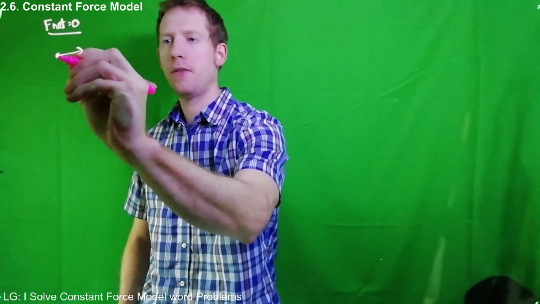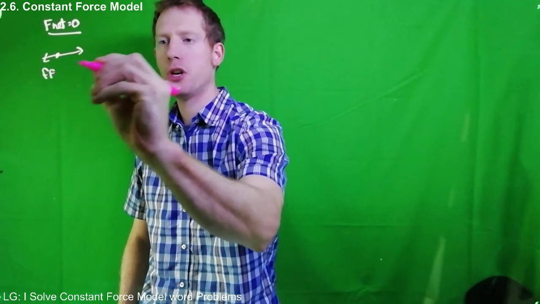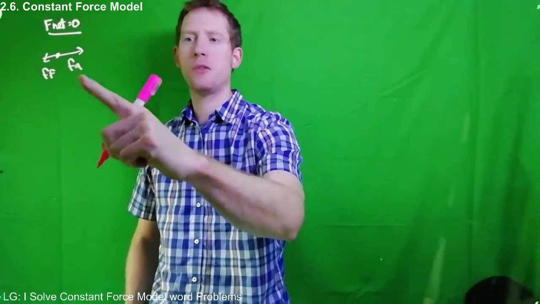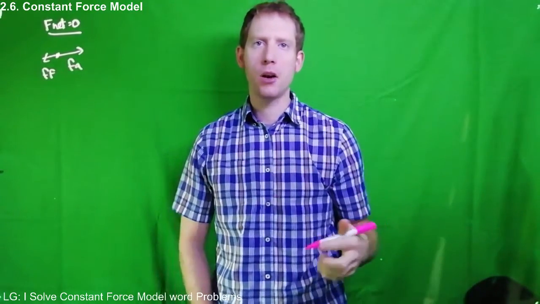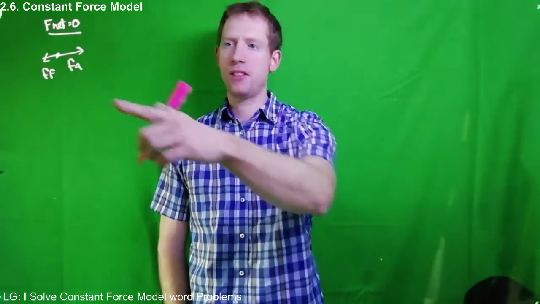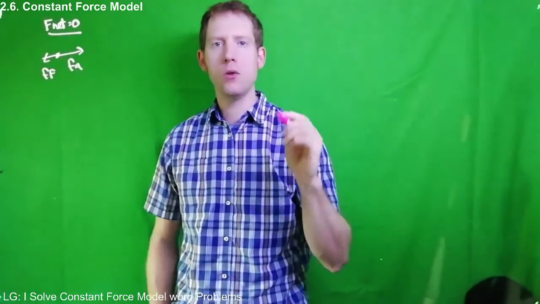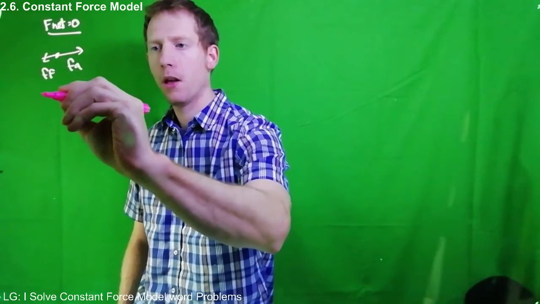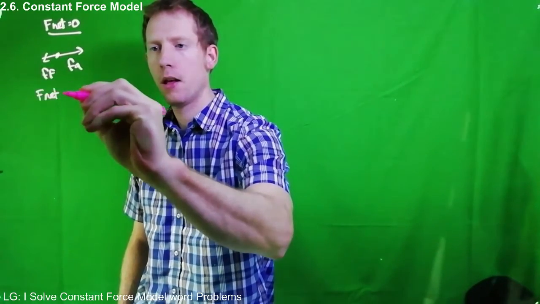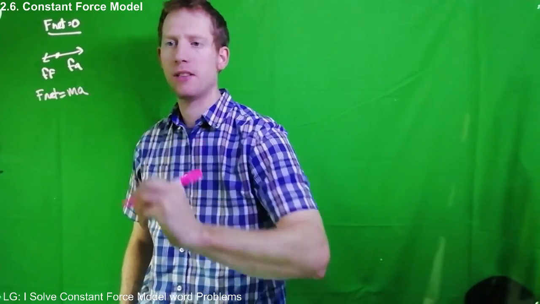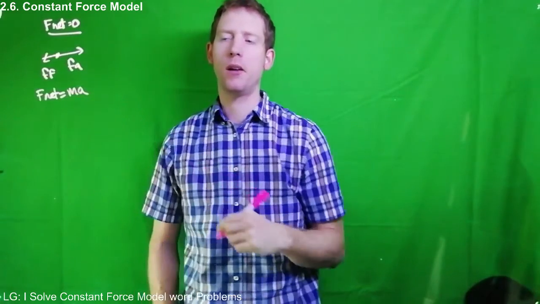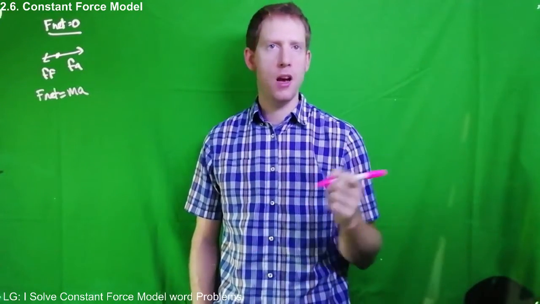So if the forces aren't balanced, for example, we've talked about friction and then force applied. If the force applied is bigger than friction, this is a constant force, you're going to have acceleration based on Newton's second law. F net is equal to mass times acceleration. So you're going to have some sort of acceleration in these kinds of problems.